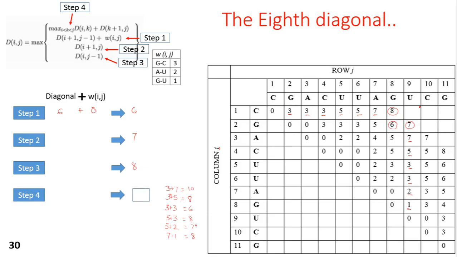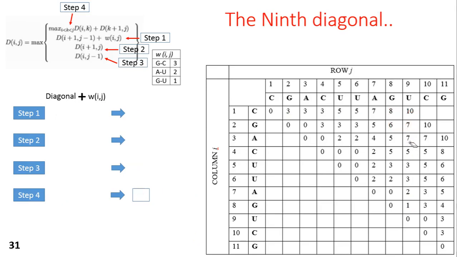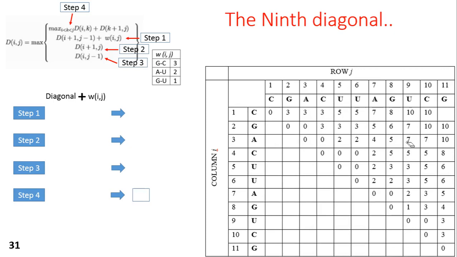So how many numbers we have got? 1, 2, 3, 4, 5, 6. That is, we have got 10, 8, 6, 8, then 7, and then 8. Which is the maximum? 10. Of the step 4 values, which is the maximum? 10. Therefore we would populate 10 over here. So in this way you can proceed further and populate the entire 9th row, 10 and 10.